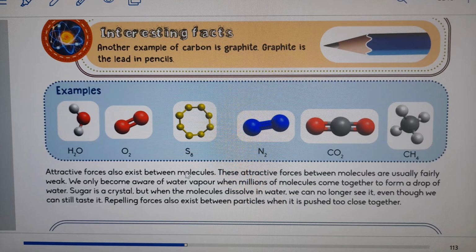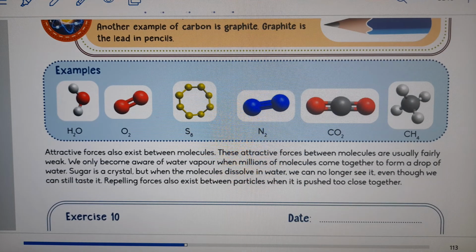Attractive forces also exist between molecules. These attractive forces between molecules are usually fairly weak. We only become aware of water vapor when millions of molecules come together to form a drop of water. Sugar is a crystal, but when the molecules dissolve in water, we can no longer see it, even though we can still taste it. Repelling forces can exist between the particles when they are pushed close together. That is just additional information.